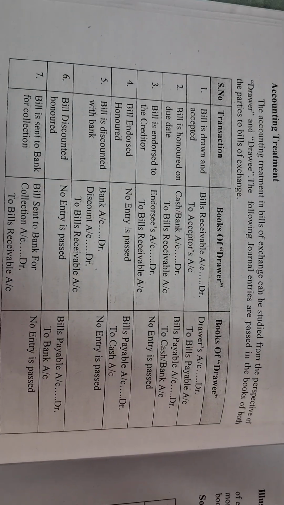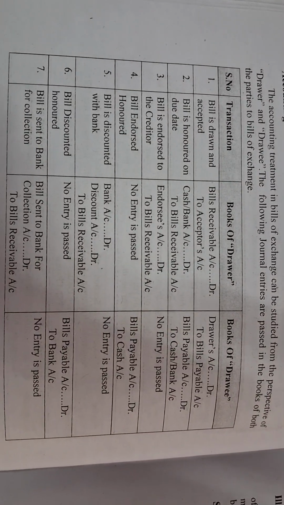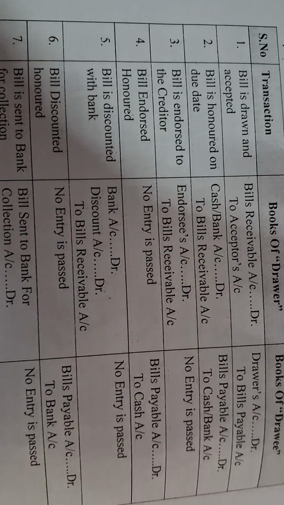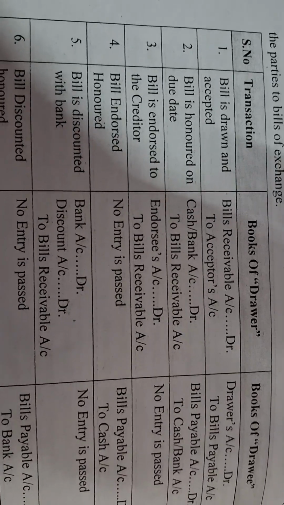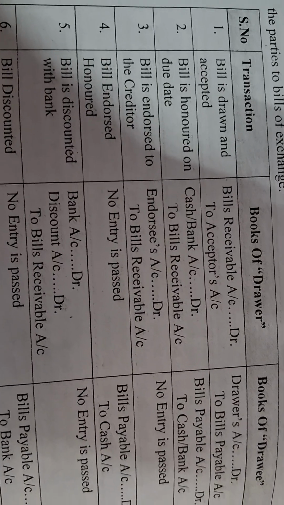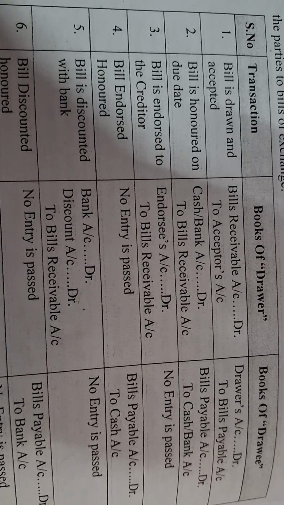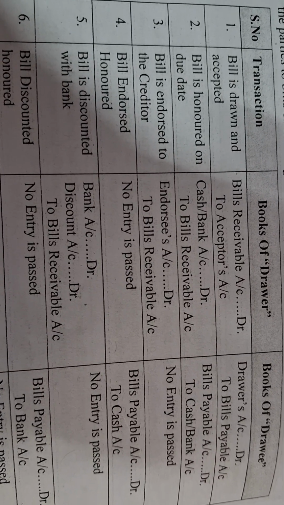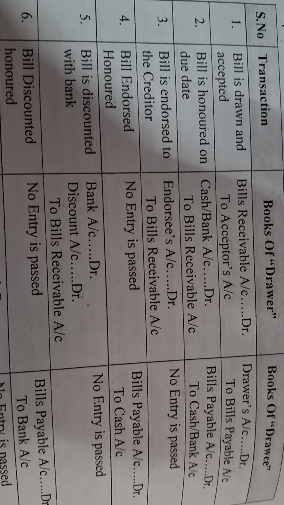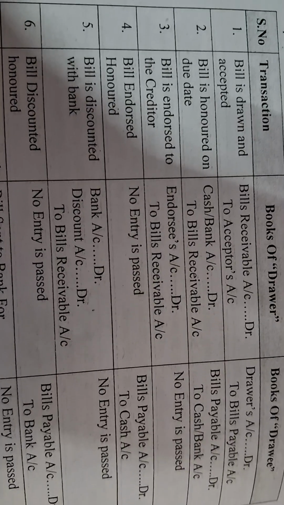Hello students. Today again we will discuss the bills of exchange, but its accounting treatment. It's basically dependent on the journal entries. There are two types of journal entry: journal entry in the books of drawer and journal entry in the books of drawee. If you are perfect in these drawer and drawee journal entries, then any number of questions you can easily solve. Even if it is asked for the ledger accounts, then simply with the help of journal entries, you can post them into the ledger account.